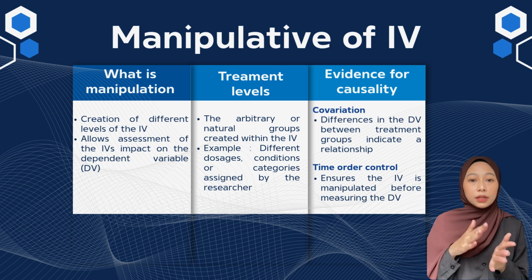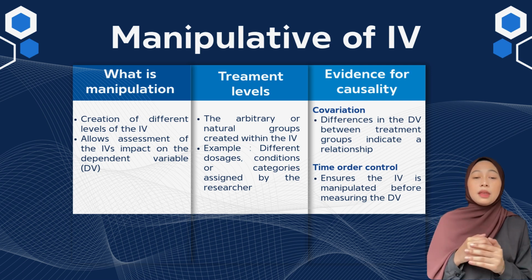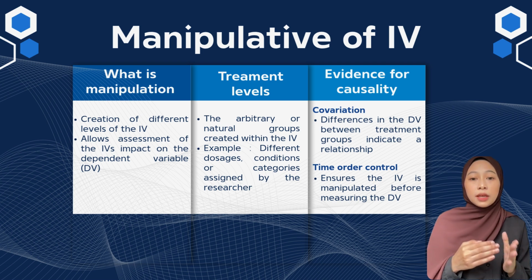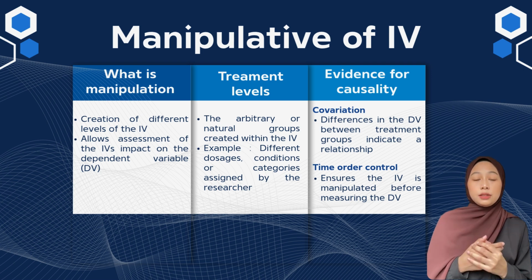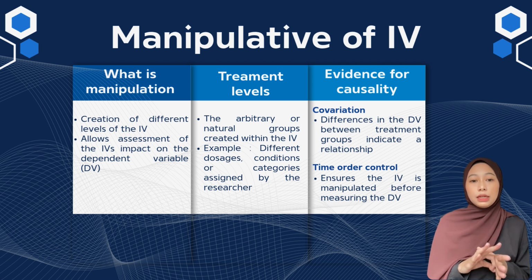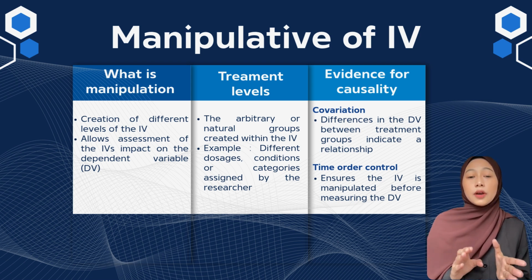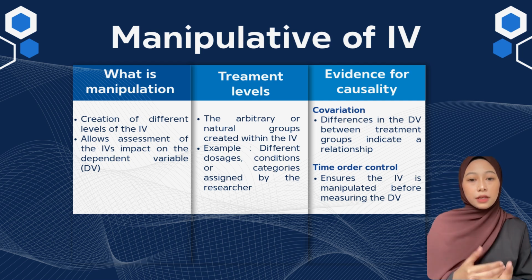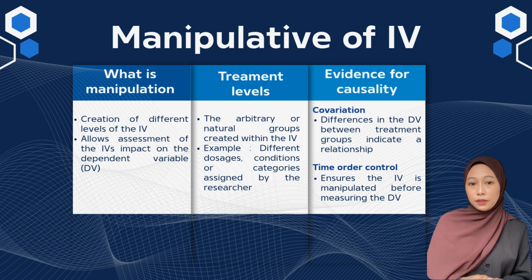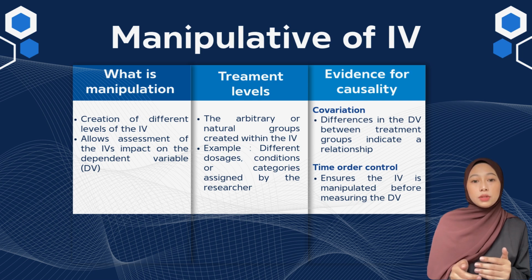Example: low, medium, high stress level. Second is natural pre-existing categories like gender, age group, or professions. So number 3 is evidence for causality. To make a strong claim that the IV causes a change in the DV, researchers need to demonstrate causality.